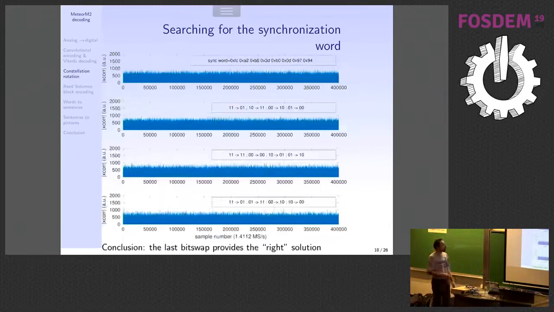Having done that, now you can see here all the possible correlations, and the only one that gives you correlation, I don't know if you can see this from the room, is this one. You've got no correlation peak for all these cases, but here you've got these correlation peaks every 16,000 bits. So this is the right assignment of each symbol into the bit pair. Now I found how to convert my QPSK signal into the Viterbi-encoded synchronization word, and I can start decoding my sentences.